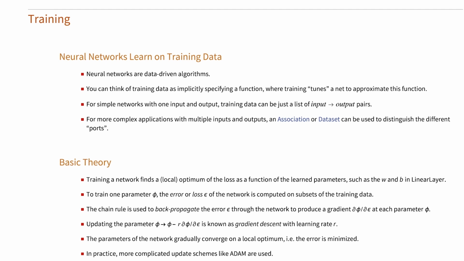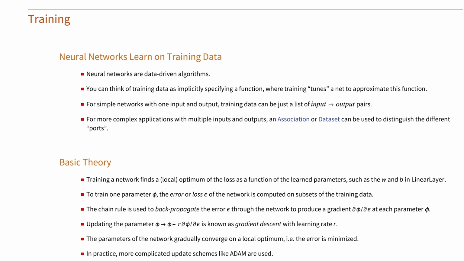And you can think of the data that you use during the training as implicitly specifying a function. So basically, the connection between input and output is a function that is not written, it's not defined anywhere. I just have what comes in and what goes out. And what I want to do during the training is try to infer what this function is, try to mimic, to learn this function. In a simple example, like classification with simple networks, you can just imagine your input-output as pairs, like input goes to output, input goes to output.